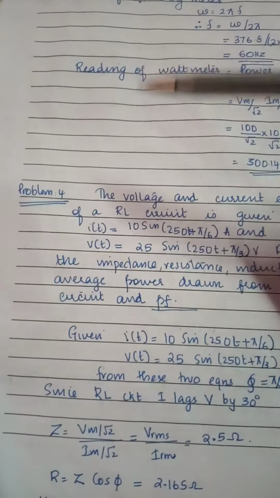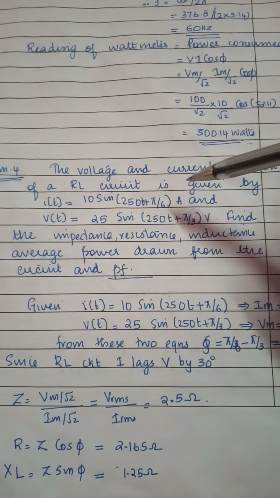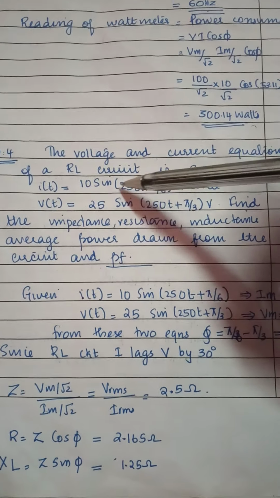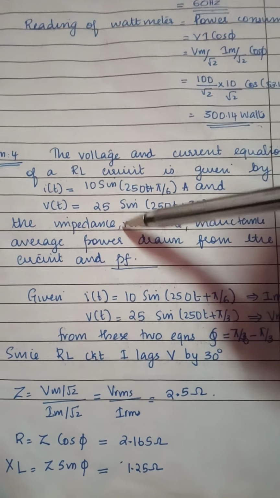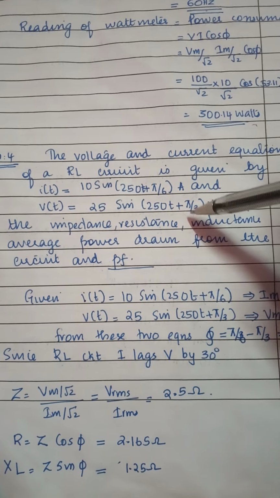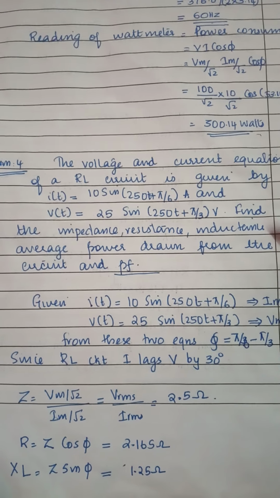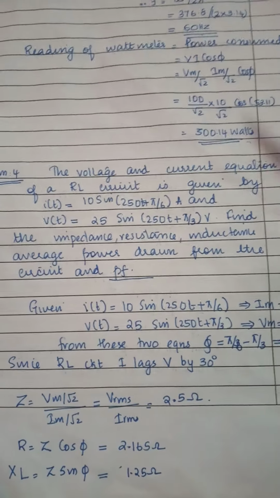Next question. That is a similar question. Here, the voltage and current equation of an RL circuit is given by i of t equal to 10 sin (250 t plus 5 pi by 6) ampere and voltage 25 sin (250 t plus 5 pi by 3) volt. Find the impedance, resistance and inductance, average power drawn from the circuit and power factor.